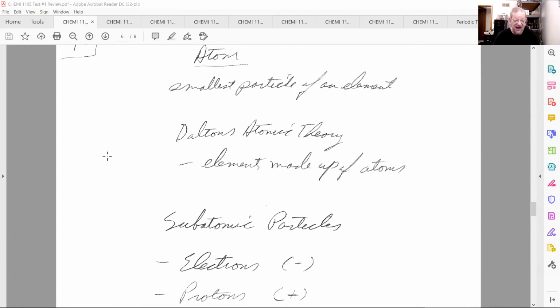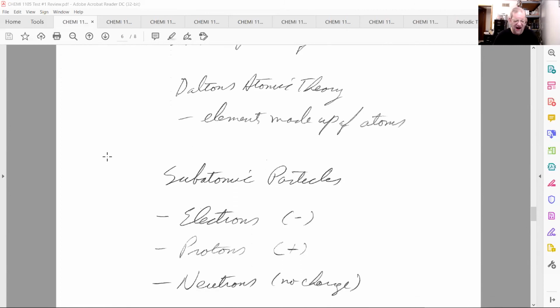Now, let's click on the subatomic particles. And you should know, and if we were in a class, we'd be doing class participation now. The first subatomic particle is the electron. The next one, protons. And the final one, neutrons. You should know electrons have a negative charge, protons have a positive charge, and neutrons have no charge.